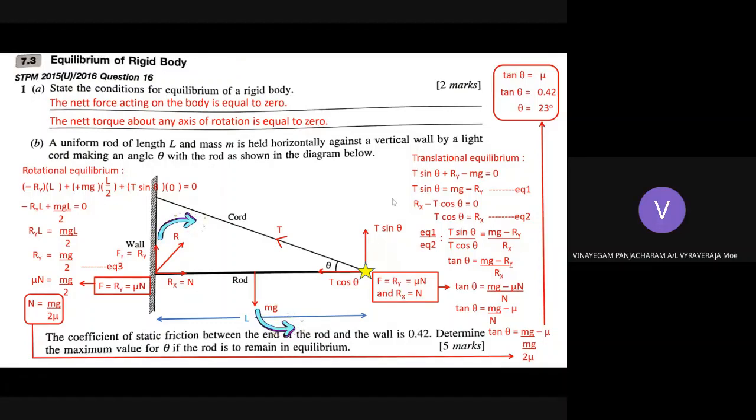Okay, teacher, can you repeat how to get mu N from R? Mu N, this one, the R here. Yes, Ry equals mu N. So you must remember reaction comes from the combination of these two. It is the resultant of the friction and normal. The components of R are Ry, which is actually friction, and Rx, which is normal, perpendicular. Because of this, the reaction is in this direction.